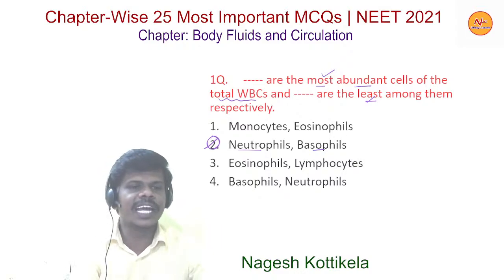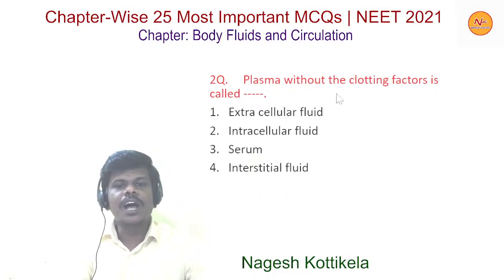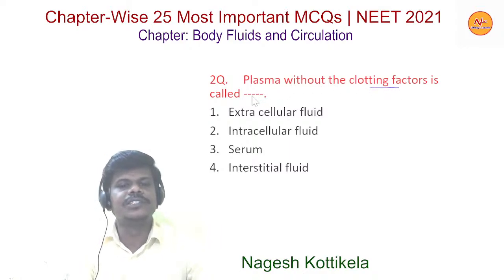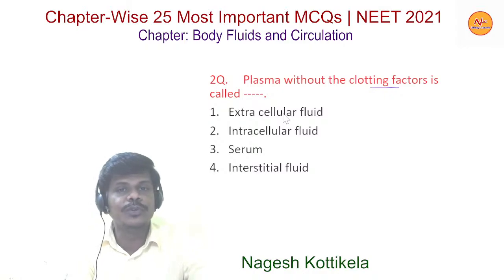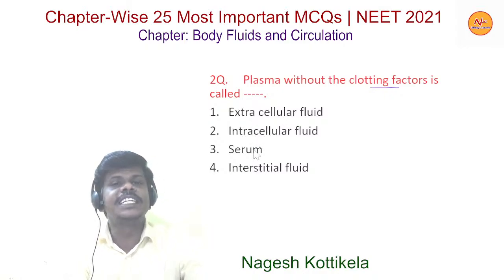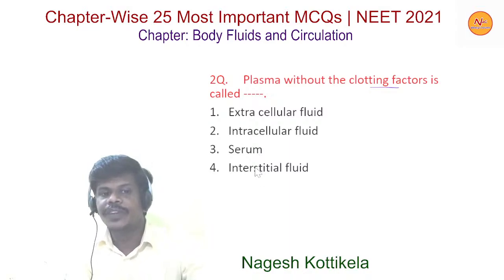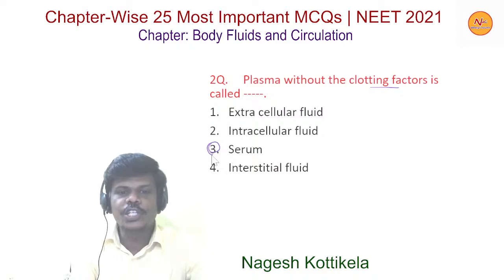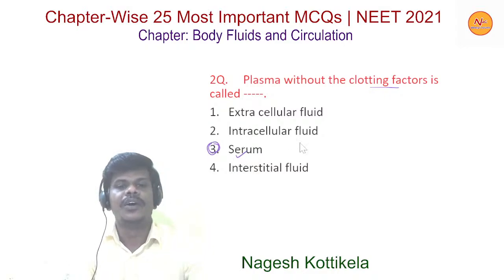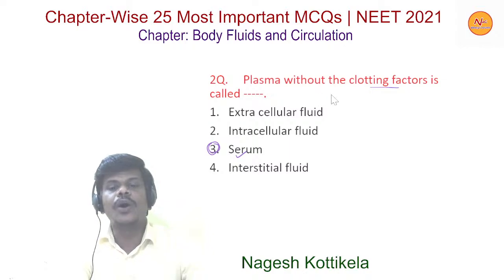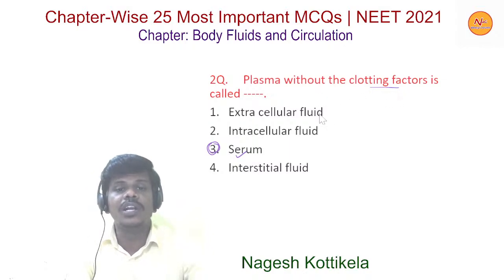Now moving to the next question. Plasma without the clotting factors is called option 1, extracellular fluid. Option 2, intracellular fluid. Option 3, serum. Option 4, interstitial fluid. Here option 3, serum is the right option. Okay, so plasma without the clotting factors is called serum.